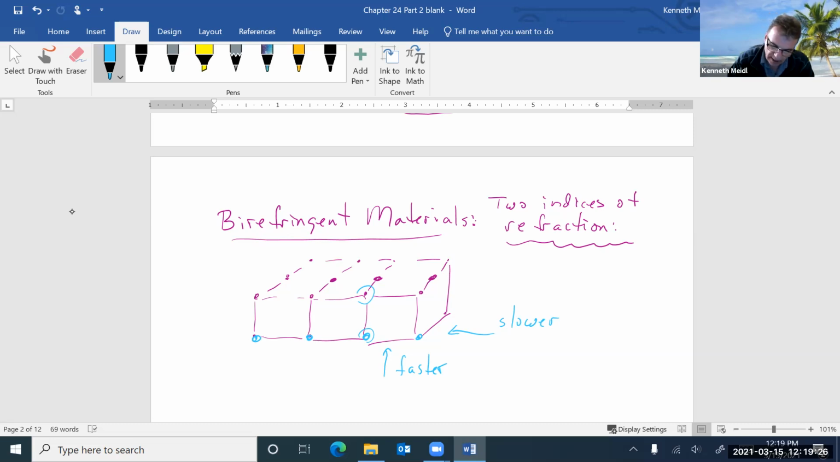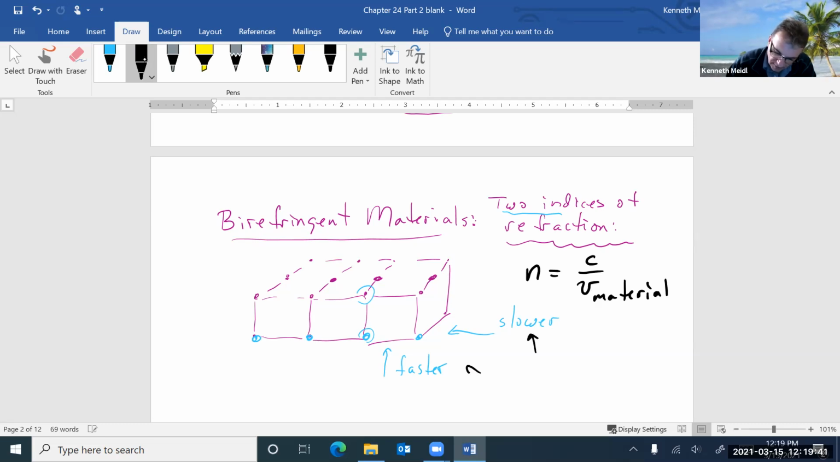And so this is why it has two indices of refraction, because you remember an index is c in the vacuum divided by the velocity in the material. So the velocity is important. And here you've got two different velocities depending on which way the light happens to go. So something like a crystal in nature is what we would call possibly a birefringent material. It has two indices of refraction.